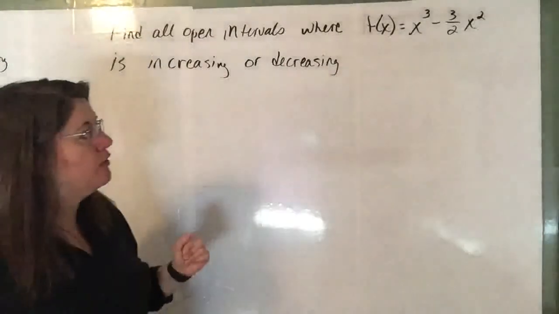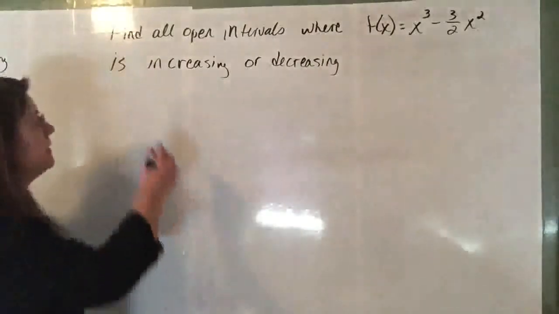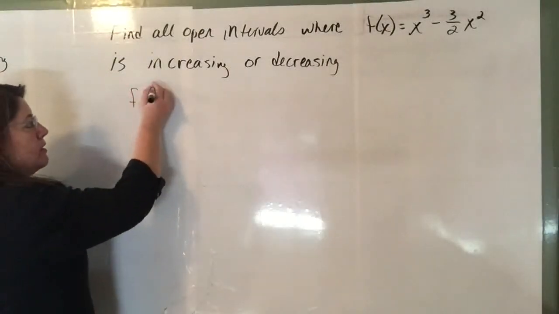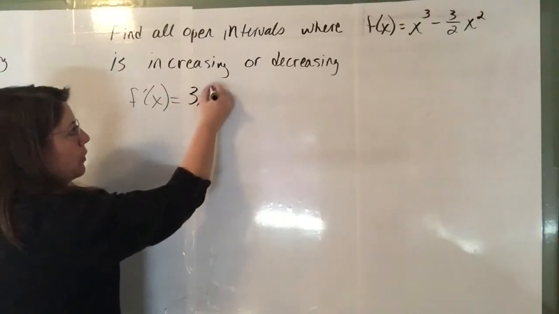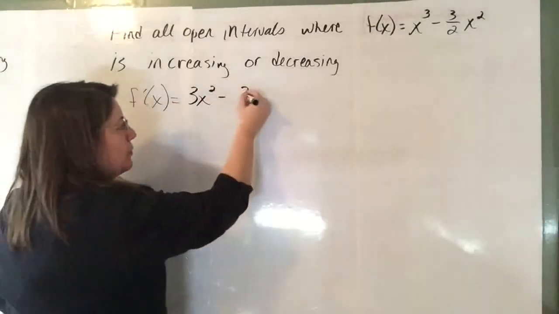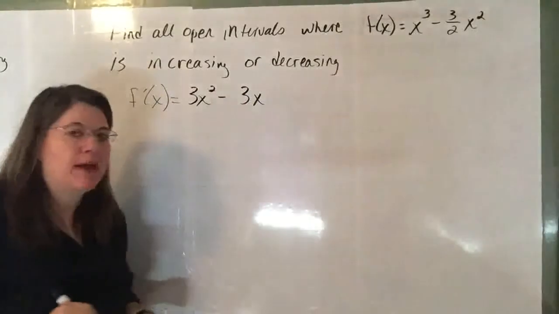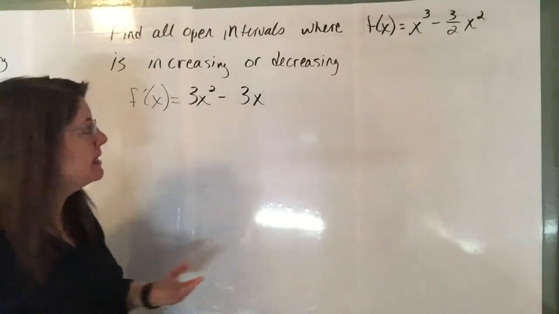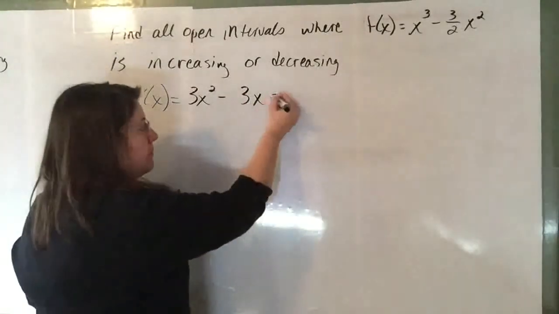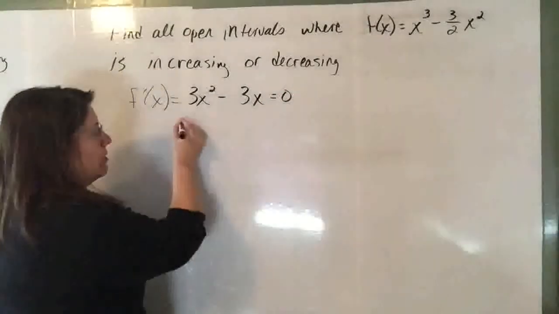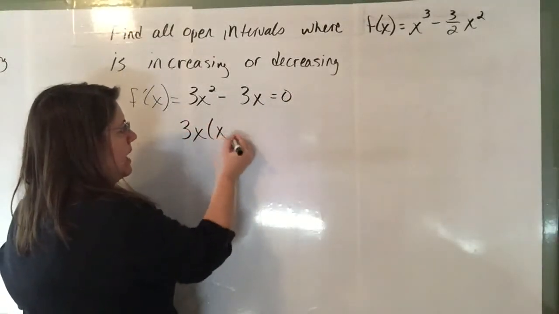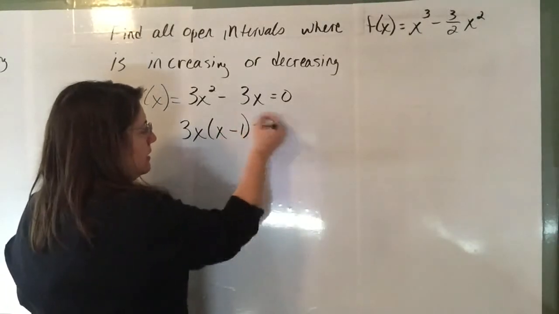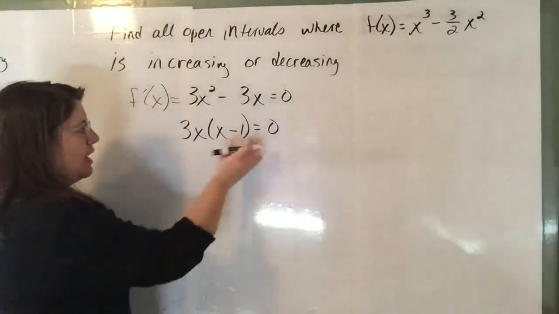So to find the critical values, I'm going to find the derivative of the given function. So f prime of x for this one would be 3x squared minus 3x. And then to find the critical values, I set that derivative equal to 0. If I set that equal to 0, I can factor. I'm going to bring out a 3x, so I have an x minus 1 left over, and then I set each factor equal to 0.